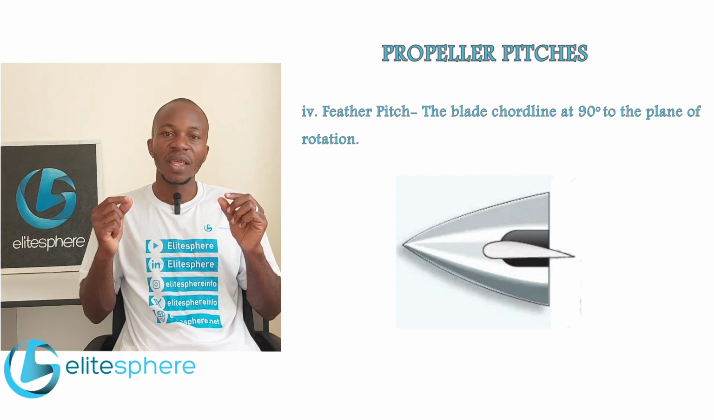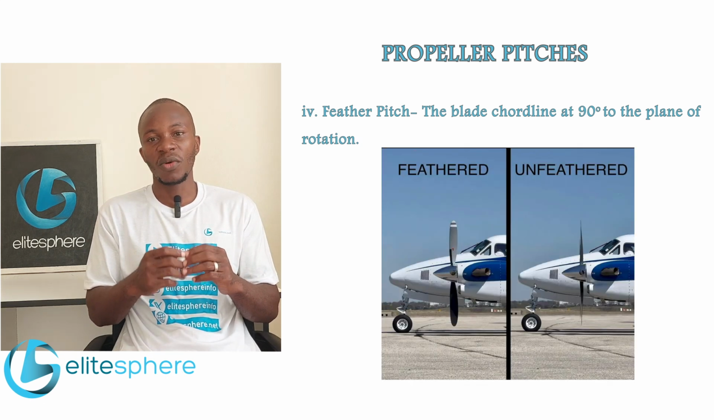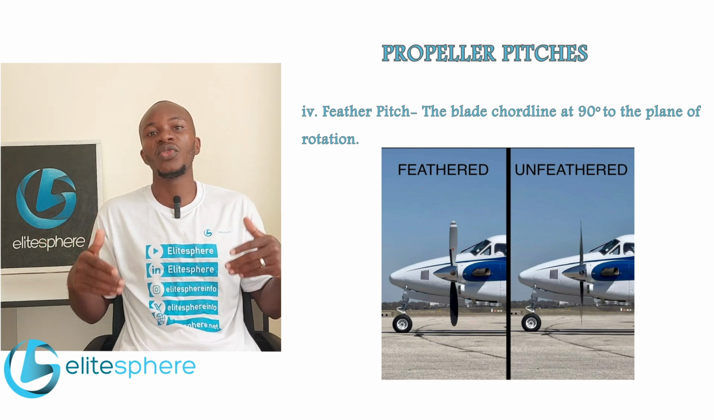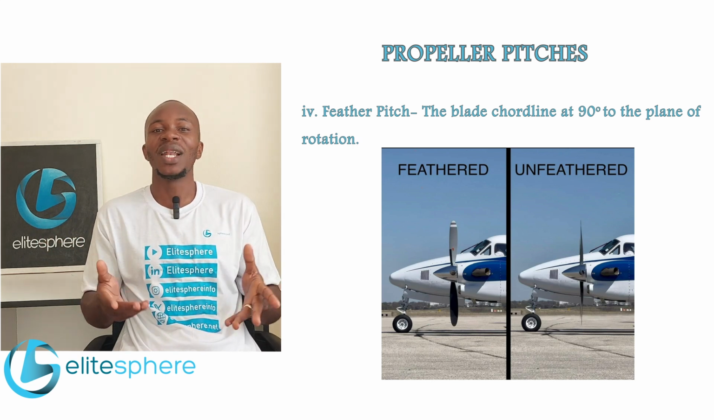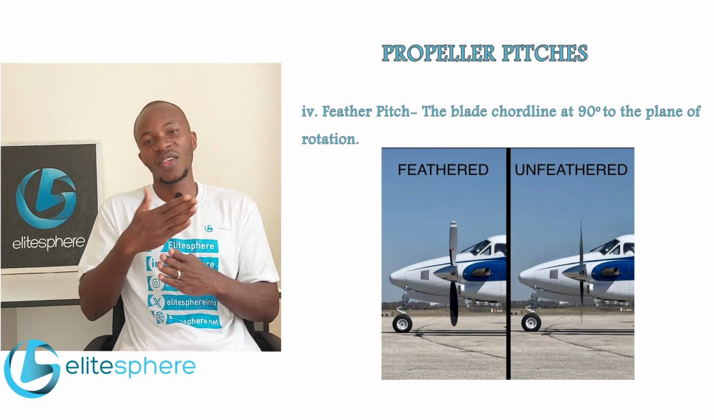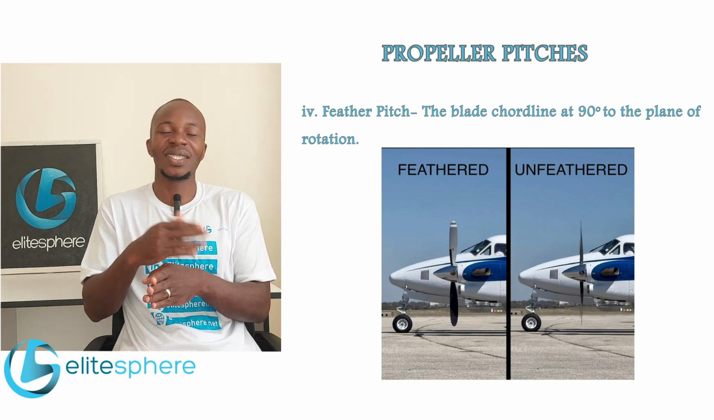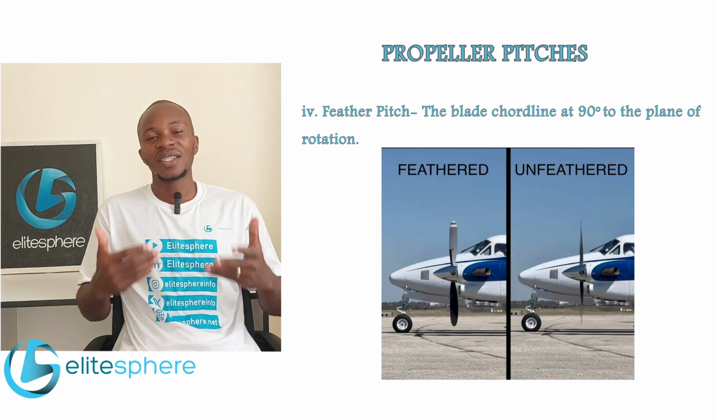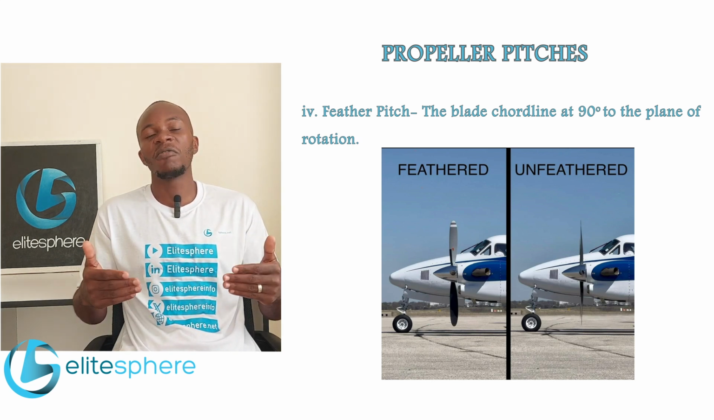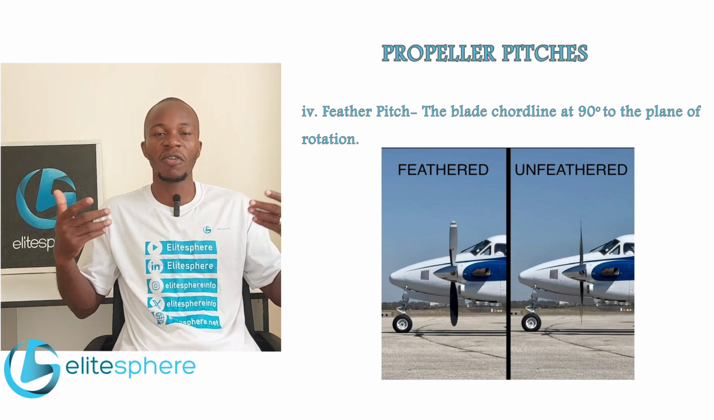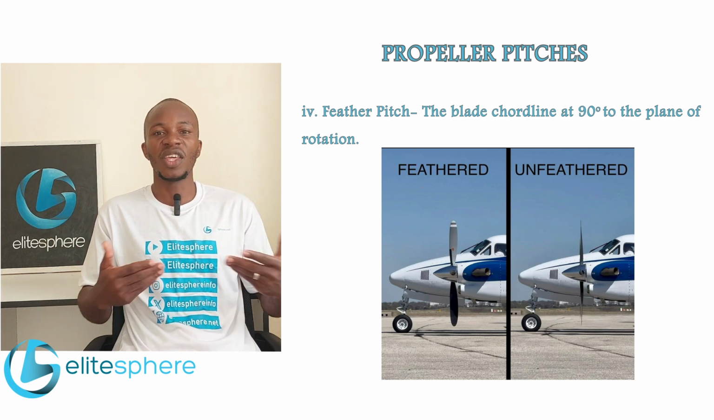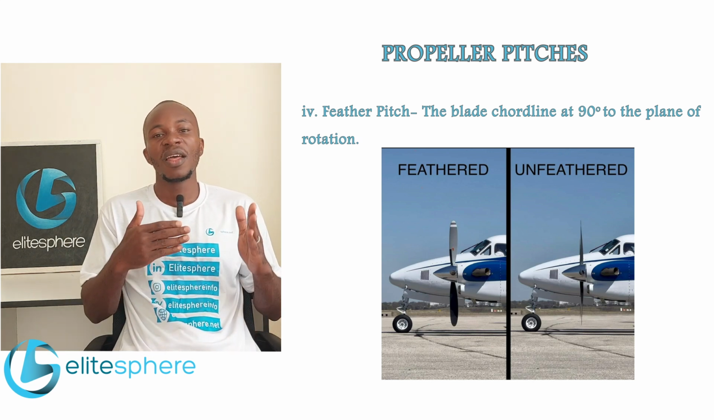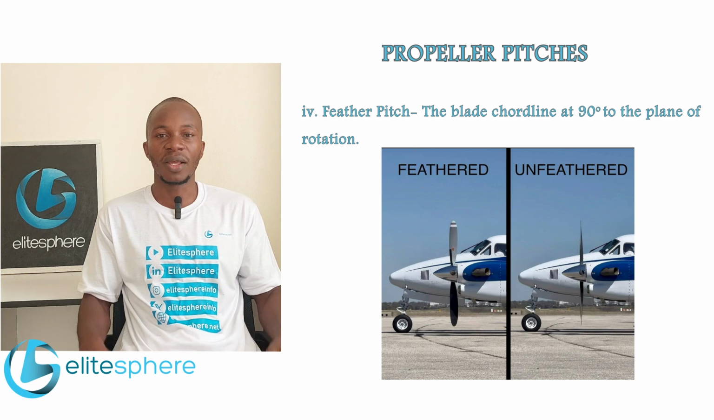But the other function of the feathering of the propeller, or the feather angle, is to enable drag reduction during flight, especially on multi-engine aircraft. When the propeller is set at that angle, it creates less drag than a windmilling propeller, and this assists in flight whenever we have an engine failure. We don't want to have too much drag being created by the engine as it windmills. That is the reason for the feather setting on a propeller.